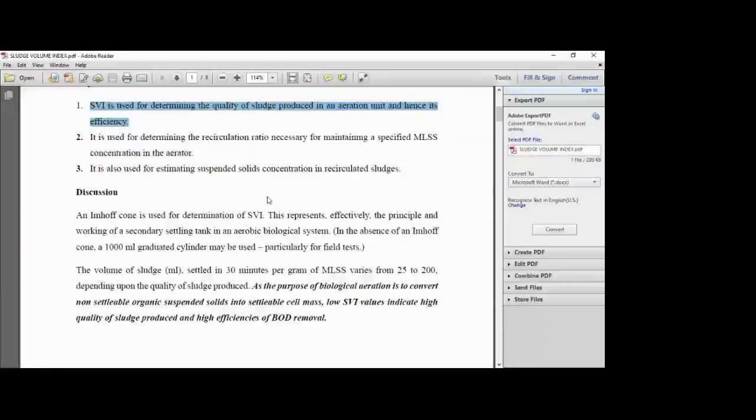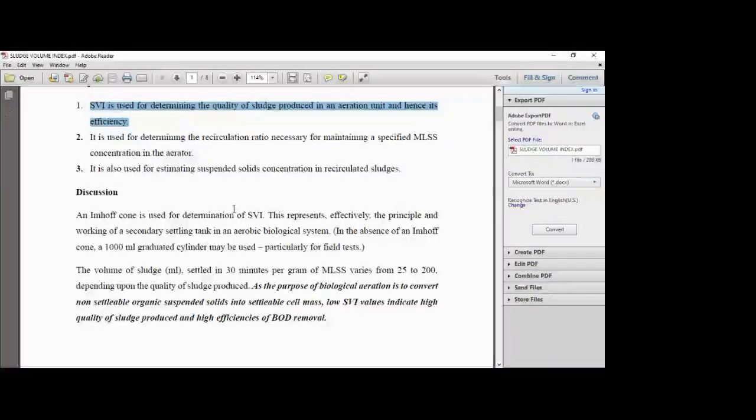So I'm repeating the names of these solids. Firstly, non-settleable organic solids, non-settleable inorganic solids, and lastly total dissolved solids. All these three types of solids are going to get removed in your ASP process, right?